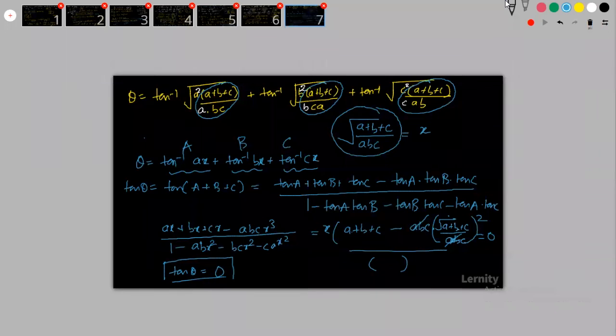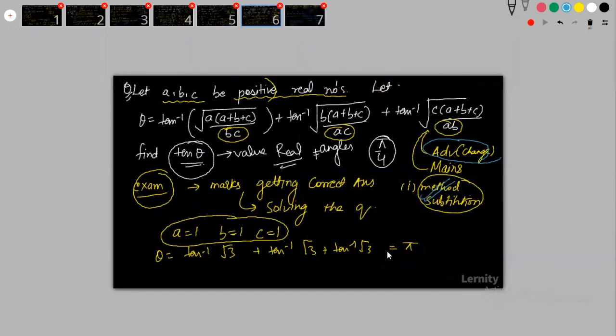But if you have been asked in mains or advanced, this will be the method of solution when you are asked in mains and advanced. Okay, see, one more thing I'm telling you, and I will explain once again.